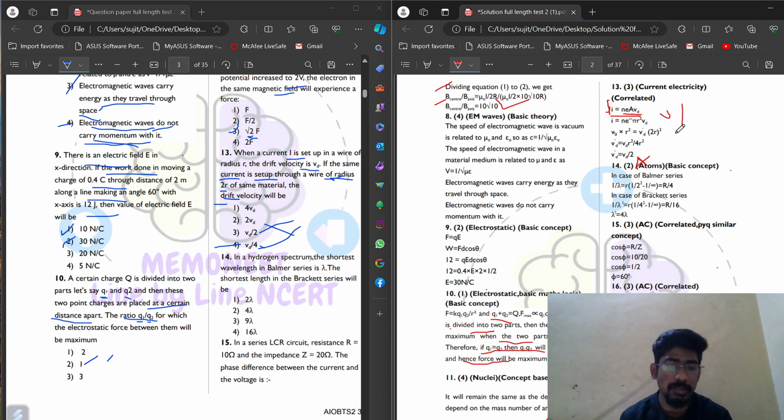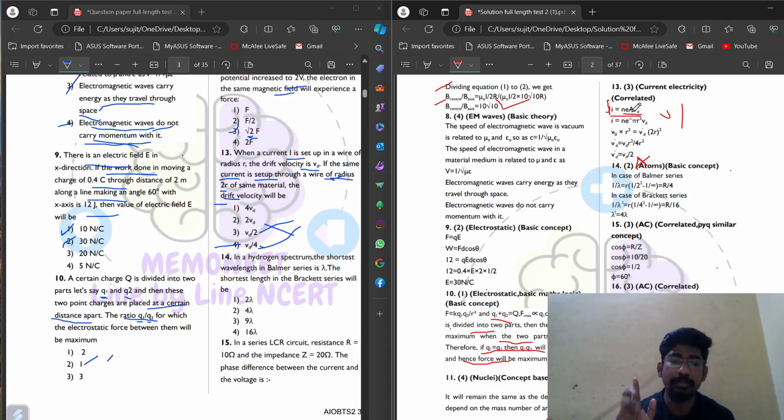Already in the question it is told that the current is constant, right? So the only change is in the drift velocity and the radius. The radius means the cross sectional area. So you have to identify how these two are related to each other. By this equation you can say that vd is inversely proportional to the cross sectional area, that is pi r square. That means the drift velocity is inversely proportional to the square of the radius, right?